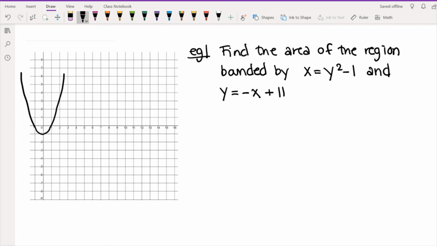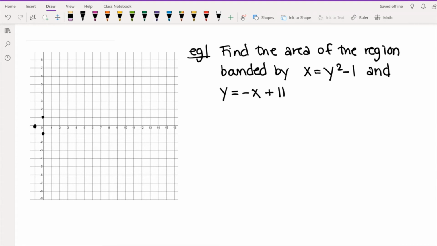And so what does it look like to now instead graph x is equal to y squared minus 1? We're basically switching all the x and y coordinates. So this point that was originally at (0, -1) is now going to be at (-1, 0). And then these points here, instead of being on the x-axis, are going to be on the y-axis. So the graph is going to look like this. So it's going to have a point here, here, and here. And it's going to look something like this.